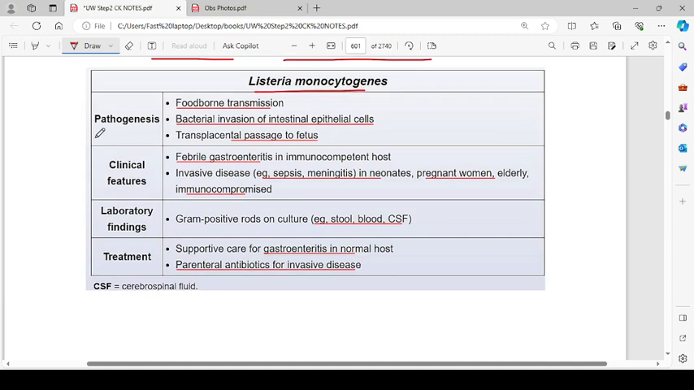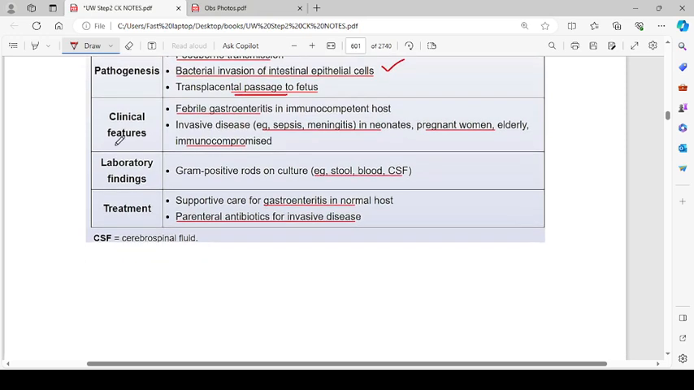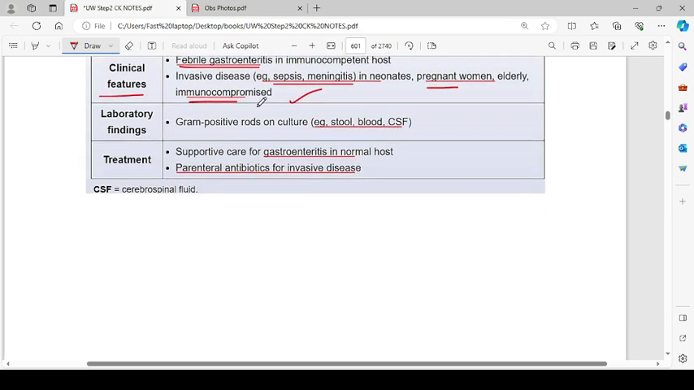Listeria monocytogenes pathogenesis: foodborne transmission, bacterial invasion of intestinal epithelial cells, transplacental passage to the fetus. The clinical features include febrile gastroenteritis in an immunocompetent host, and invasive disease, for example, sepsis and meningitis in neonates, pregnant women, elderly and immunocompromised. Lab findings include gram-positive bacilli on culture, for example, stool, blood, and CSF. Treatment is supportive care of gastroenteritis in a normal host and parenteral antibiotics for the invasive disease.